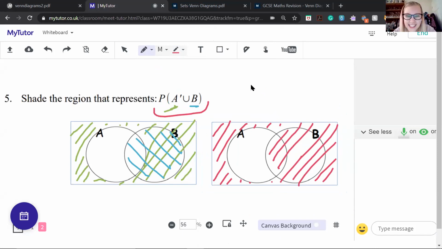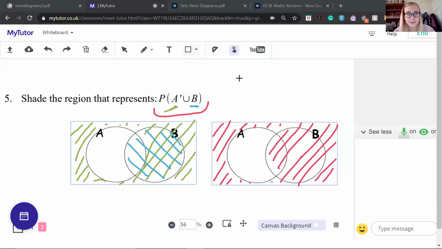I hope that makes sense. So because it's the union, it's this green as well as all of the blue. Okay, cool. Some people have said that that makes sense, which is good. Like I said, I'll do a few more.